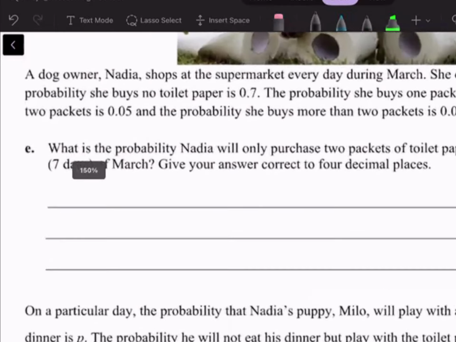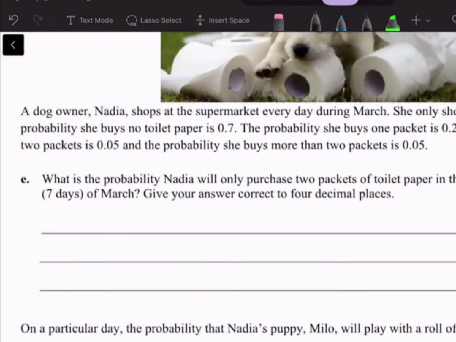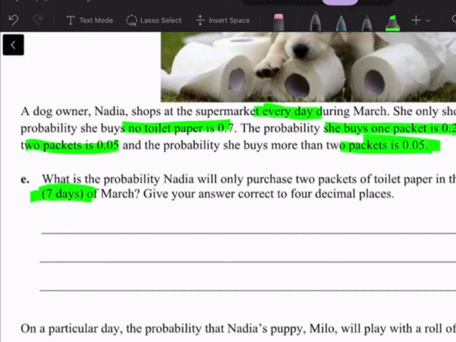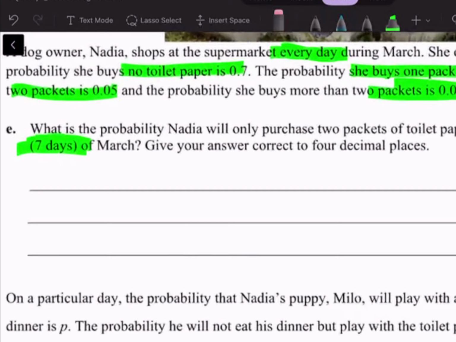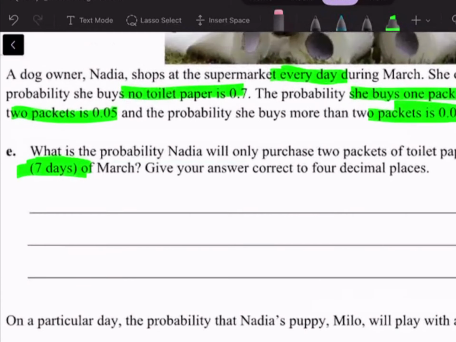Now, what's the probability that, I'll just read this part. This is for a week, and this is for every day. She either buys no toilet paper, buys 1 packet, buys 2, or buys more than 2. But for this question, we're only interested in up to 2 packets. So the probability that she'll purchase 2 packets of toilet paper in the first week. We have 3 options. We have that she purchases both on the same day.